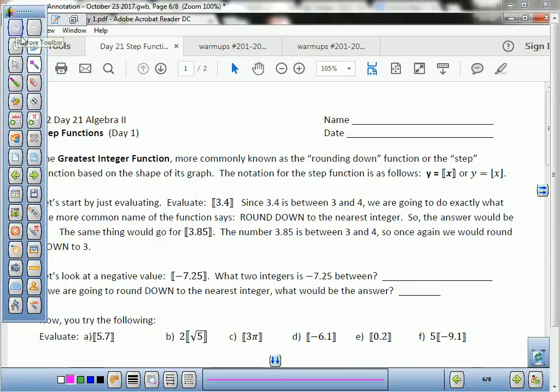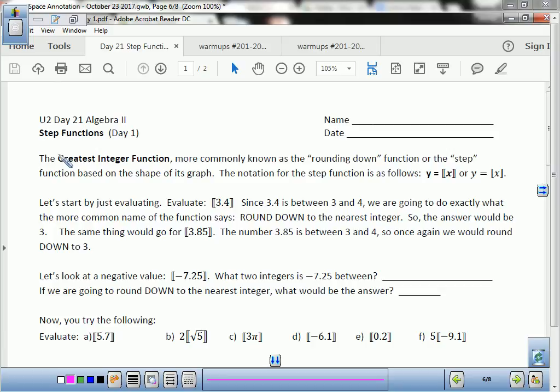All right, today we're going to look at step functions. Step functions can actually be called many different things. The first one we're going to look at is called a greatest integer function, and I really think this name is kind of deceiving. Because what greatest integer function means is we're looking for the greatest integer that is less than or equal to something. The greatest integer that is less than or equal to something.